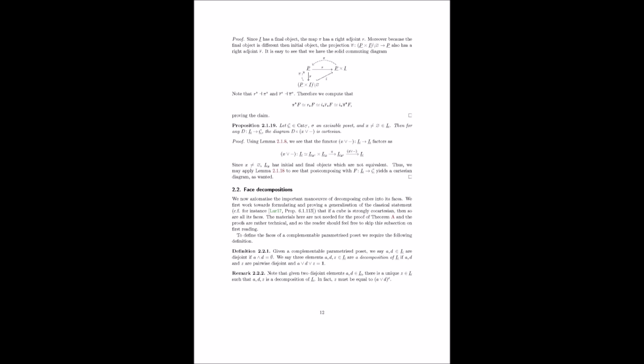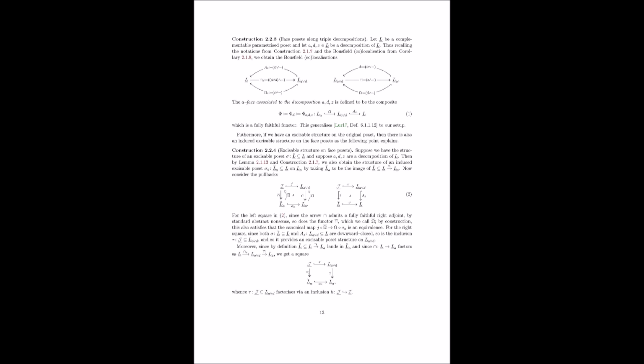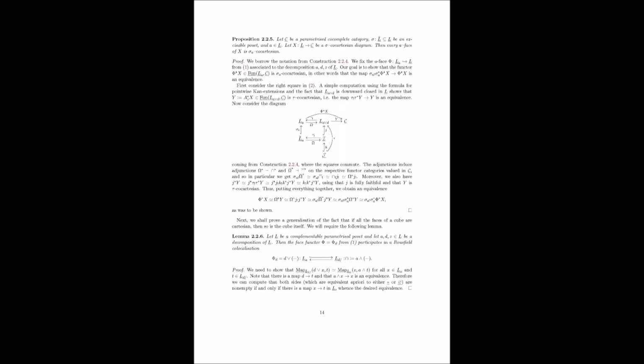And then three elements A, B, C form a decomposition of L if they are pairwise disjoint and their coproduct is the final object. So a decomposition is like partitioning L into three slices that cover the entire poset. Right. It's like cutting a cake into three pieces. So what do we do with these decompositions?